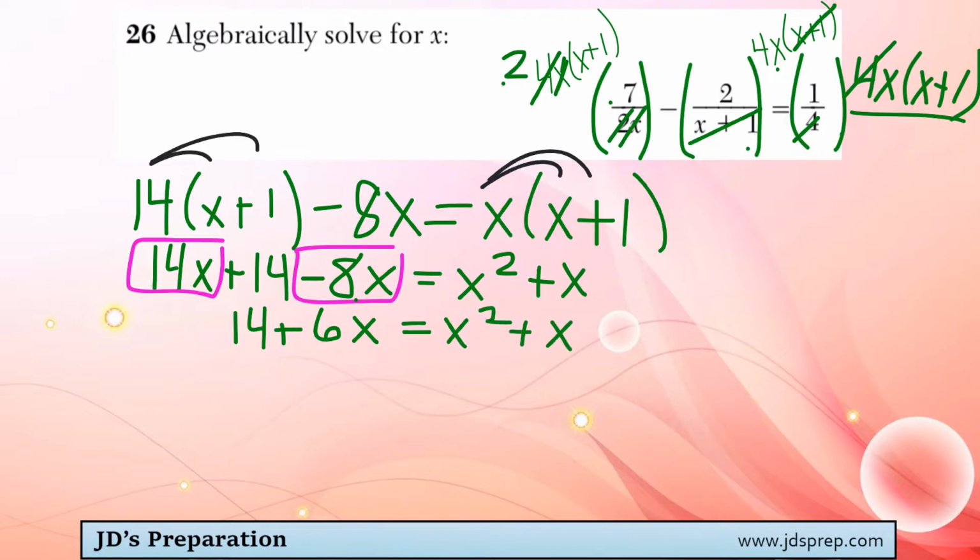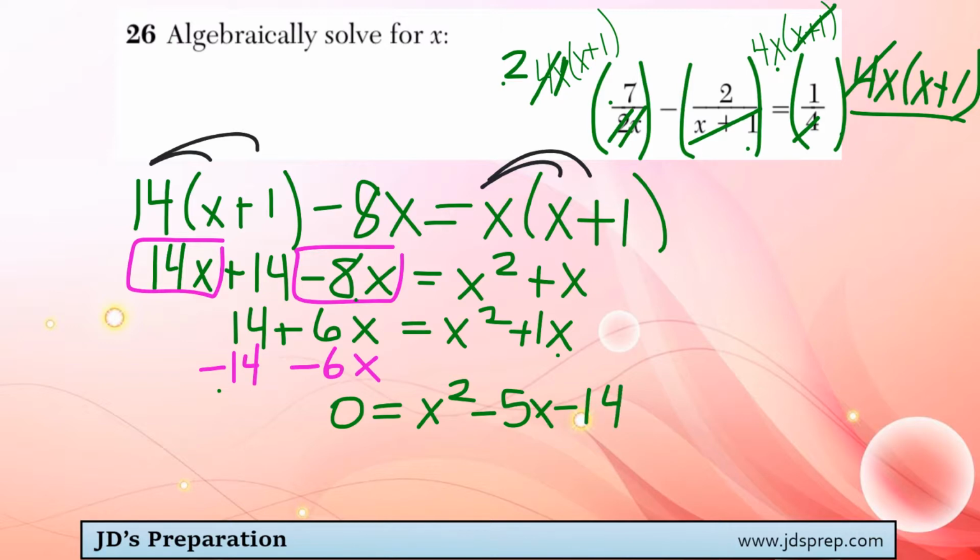All right, so now we're going to get rid of this 14 and 6x to get a 0 on the left. And on the right-hand side, we have a positive 1x. And if we subtract 6x from that, we would get negative 5x. And then we're also subtracting 14.